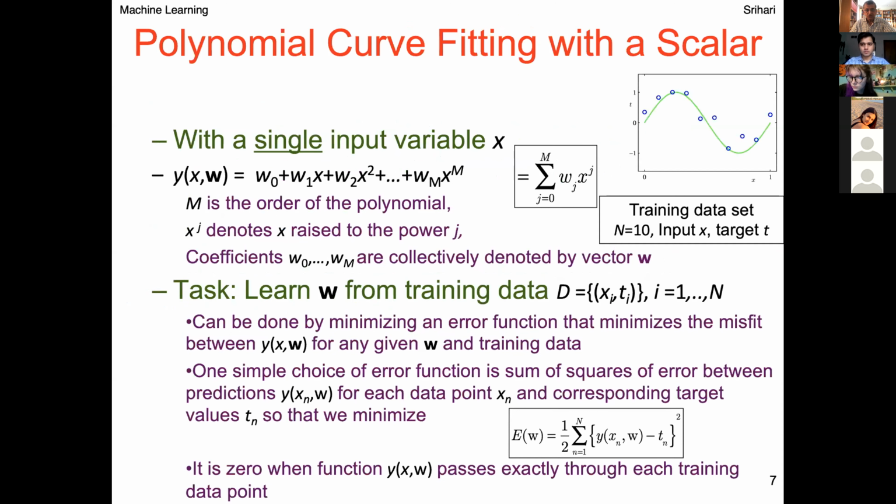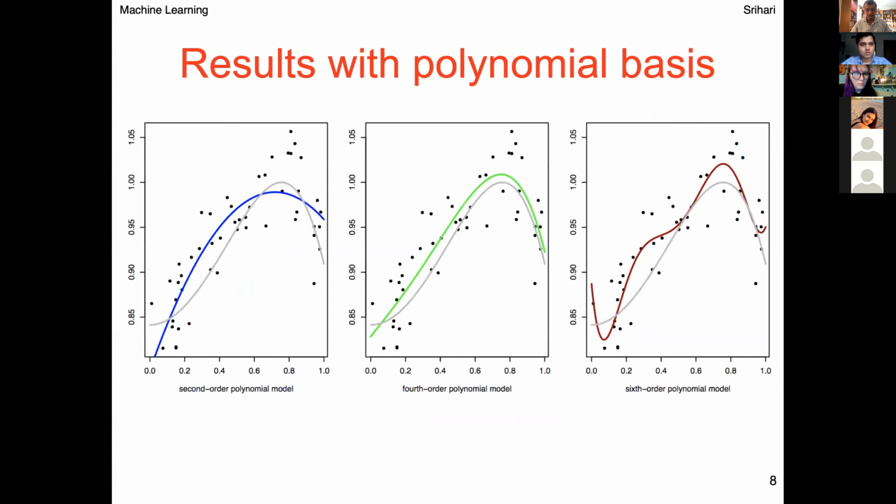Okay, we just saw what polynomial curve fitting is with a scalar. With a single input variable, y(x, w) is equal to w0 plus w1 x plus w2 x squared. This is called polynomial curve fitting. We saw this example last time, how we could learn w from the training set by setting up an error function E(w), computing the derivative of that, setting that equal to 0, and solving for w.